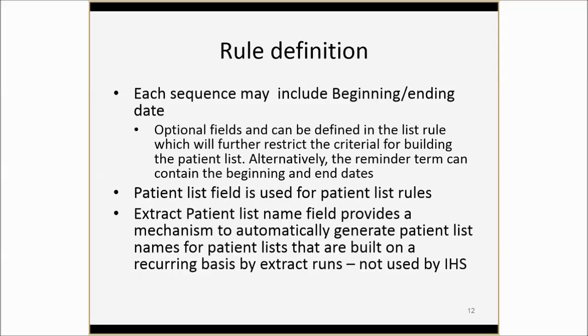Each sequence may include a beginning and ending date. These are optional fields that can be defined in the list rule, which will further restrict the criteria for building the patient list. Alternatively, the reminder term can contain the beginning and end dates. Patient list field is used for patient list rules. Extract patient list name field provides a mechanism to automatically generate patient list names for patient lists that are built on a recurring basis for extract runs. And this is not really used, so we're not going to create any extract patient rules for our patient lists.